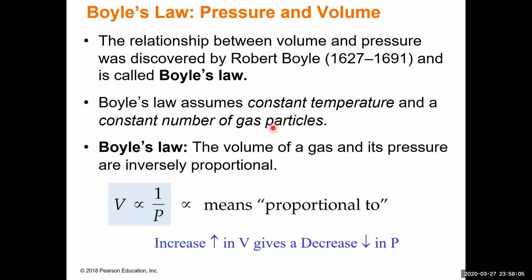So with Boyle's law, what we see is that the volume of a gas and its pressure are inversely proportional. So if we were to write that out, volume is proportional to 1 over pressure. So as volume goes up, pressure must go down. I'm sorry, if volume goes down, pressure must go up.